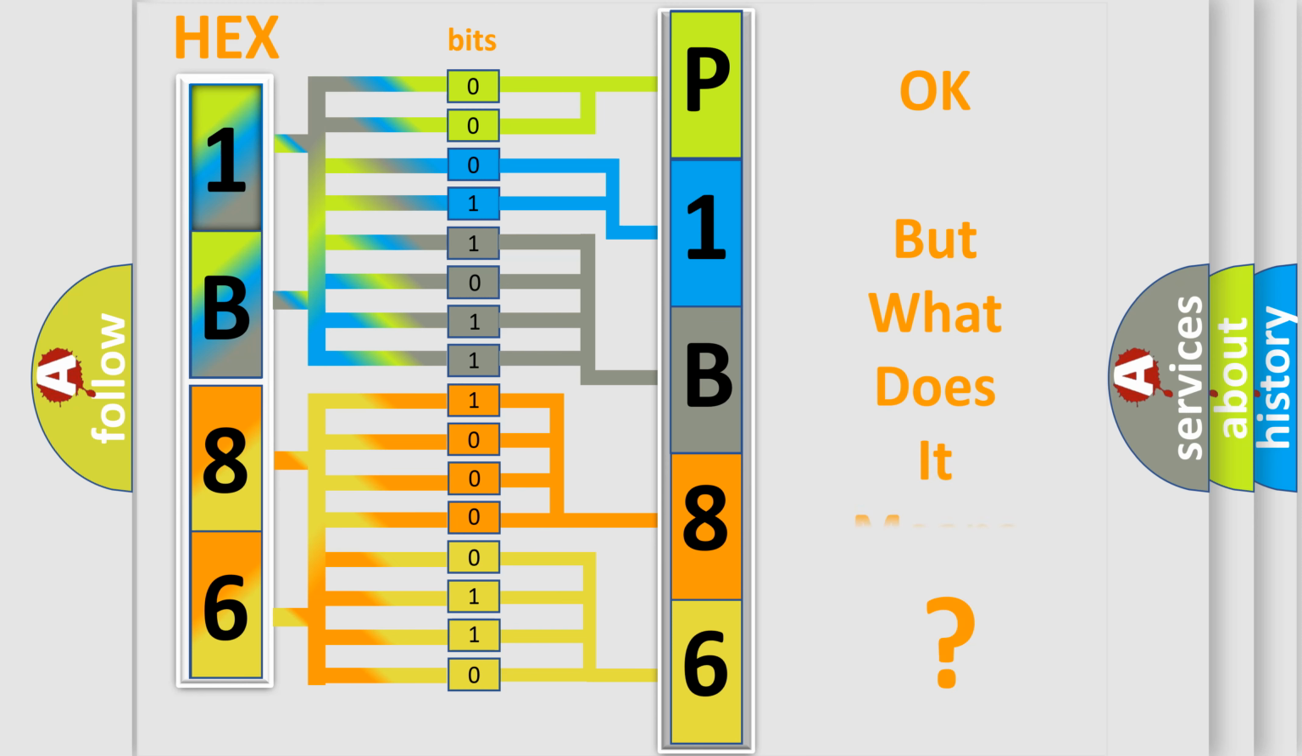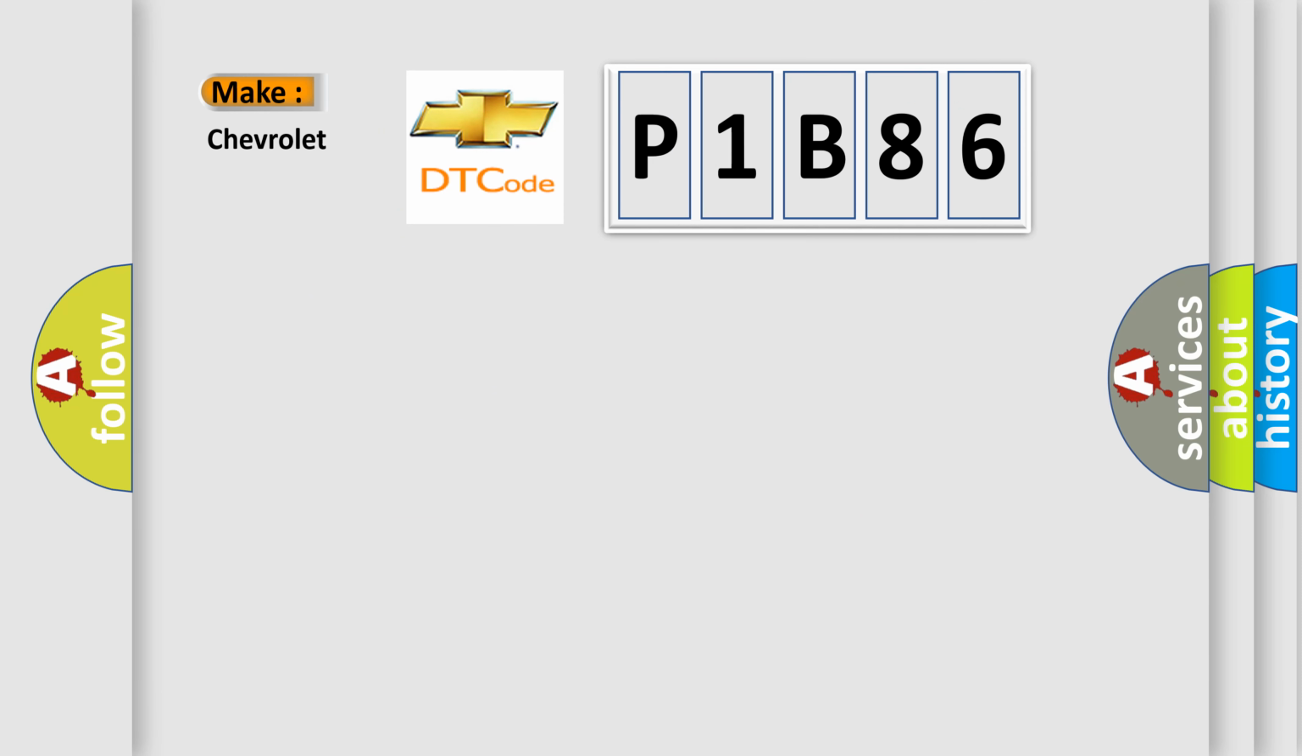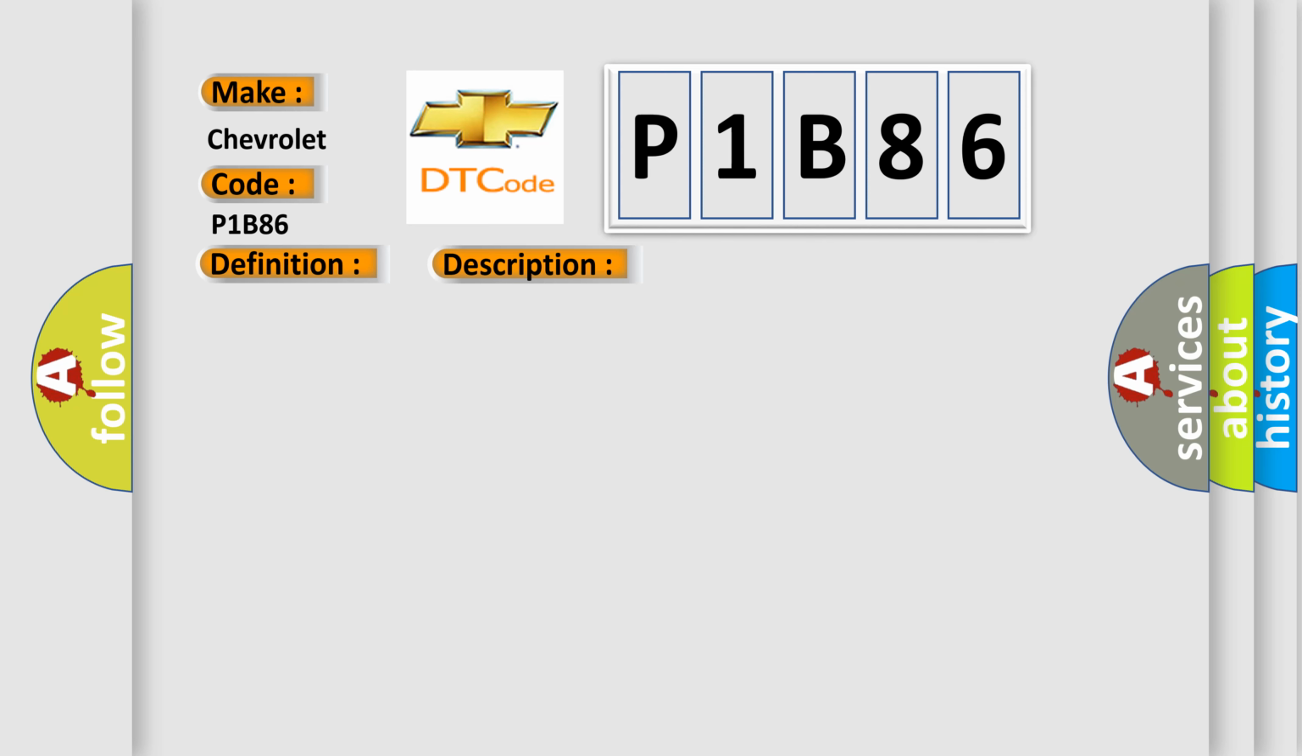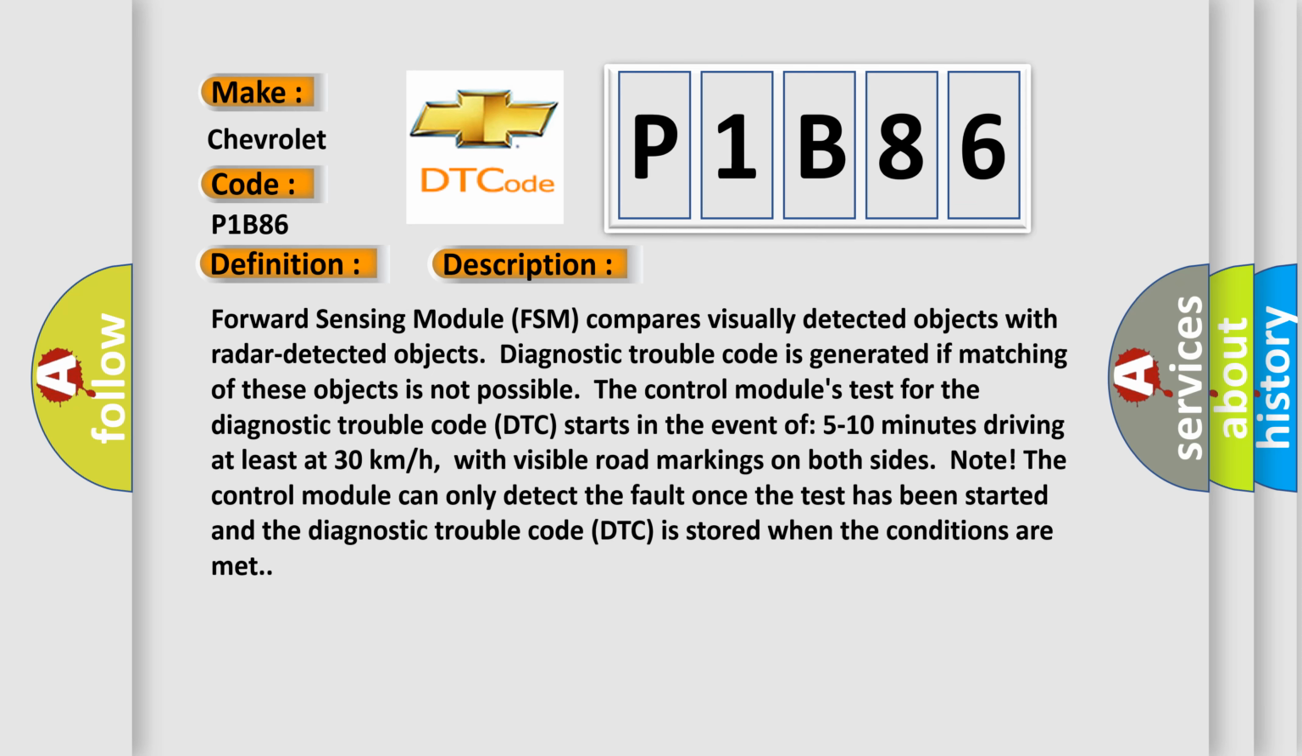The number itself does not make sense to us if we cannot assign information about what it actually expresses. So, what does the Diagnostic Trouble Code P1B86 interpret specifically for Chevrolet car manufacturers? The basic definition is Vision System Camera System Programming Failures Not Activated. And now this is a short description of this DTC code. Forward Sensing Module FSM compares visually detected objects with radar-detected objects. The Diagnostic Trouble Code is generated if matching of these objects is not possible.